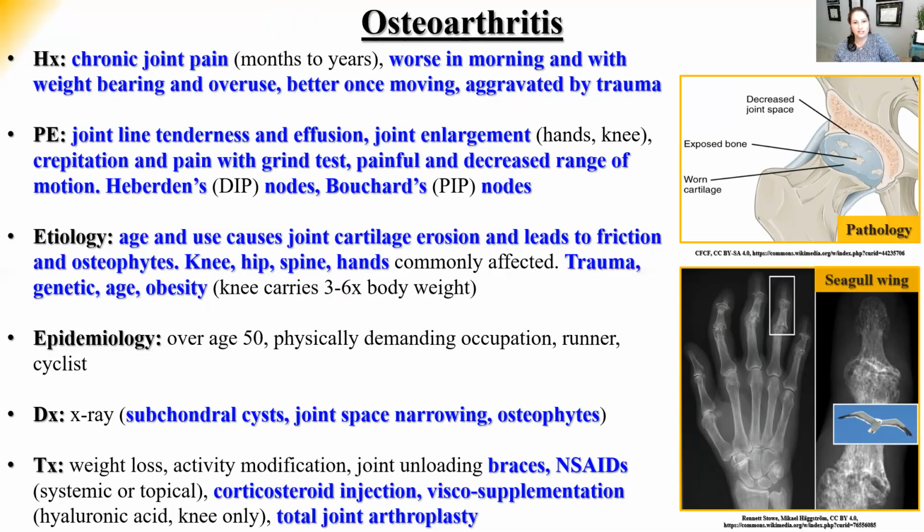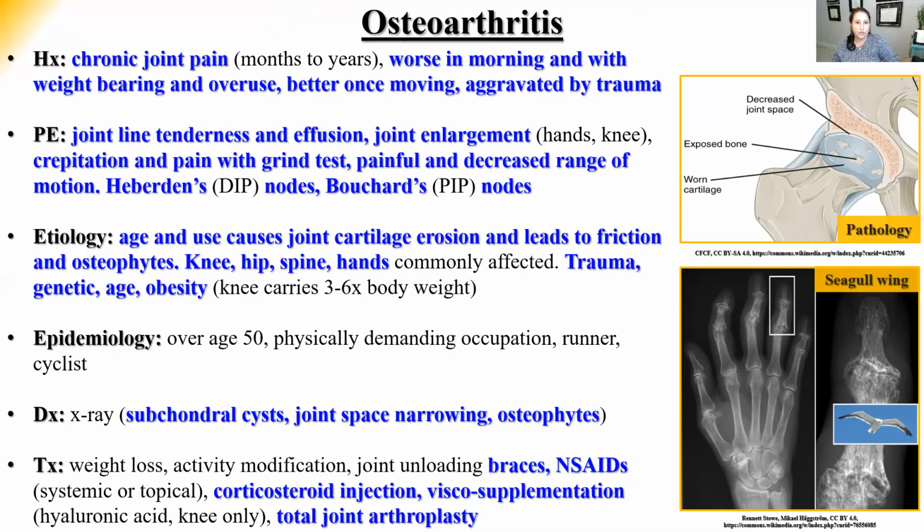So they can have pre-existing arthritis, have no symptoms, have some trauma to the area, and now they've kind of aggravated those osteoarthritis symptoms. Tenderness over the joint line. You may have a joint effusion or swelling. The joint may become enlarged. This is common in the hands and in the knee. Crepitation or crunchiness with pain on a grind test as you're grinding those bones together. Painful and decreased range of motion.